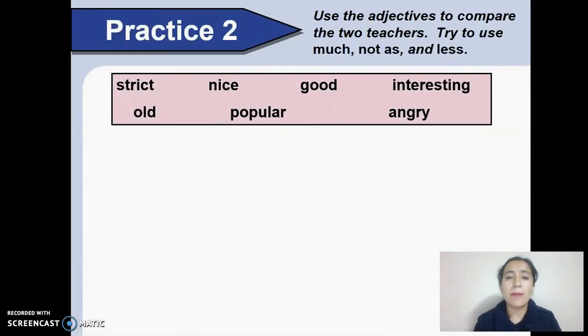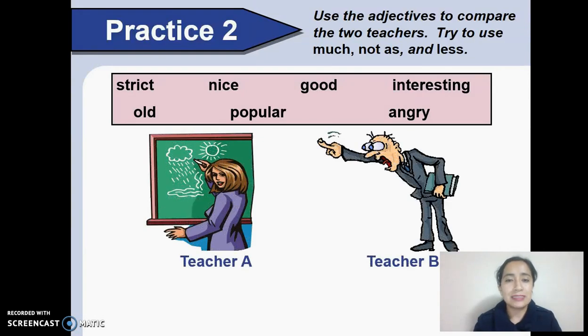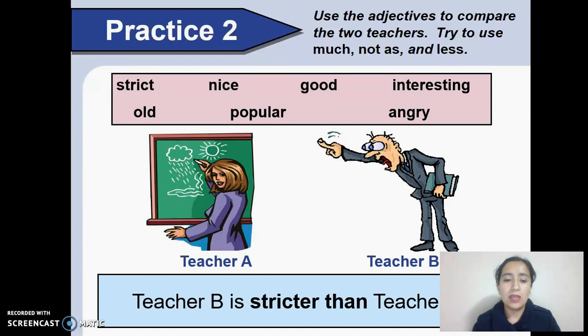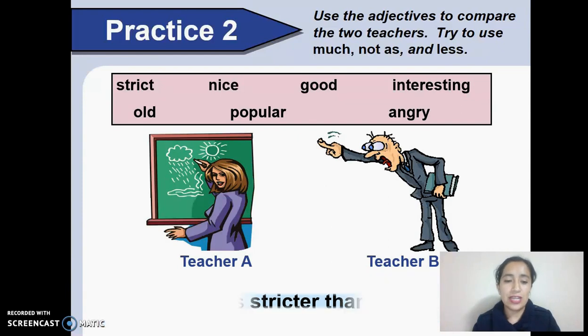Here I leave you some adjectives to practice these rules that we just studied. We have strict, nice, good, interesting, old, popular, and angry. You may write sentences such as, Teacher A is not as strict as Teacher B. Teacher B is stricter than Teacher A.